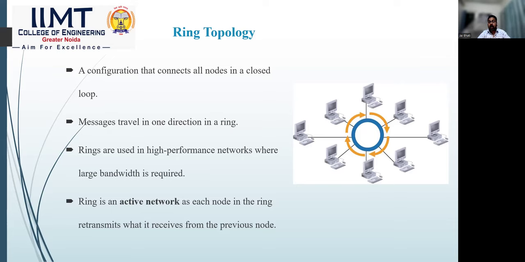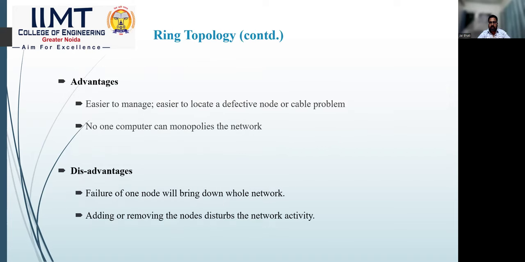That means each node in a ring receives the transmission signal from the previous node and forwards it to the next node after amplification of the signal. That's why it is also known as an active network. Here are the advantages of the ring topology. If we compare it with bus topology, it is easier to manage and easier to locate a defective node or a cable problem. And no one computer can control the network.